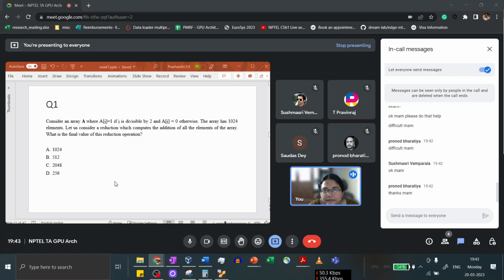Okay, here's the first question. Consider an array A where A of I equal to 1 if I is divisible by 2 and A of I equal to 0 otherwise. The array has 1024 elements. Let us consider a reduction which computes the addition of all the elements of the array. What is the final value of this reduction operation? There are 4 options. I'll give you 2 minutes to think about this. Solve it, and then when you have an answer, you can post it on chat.